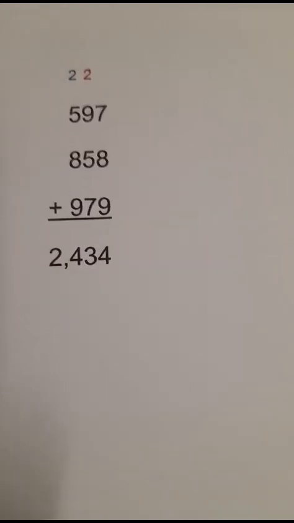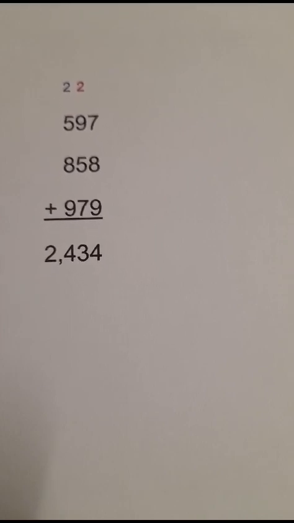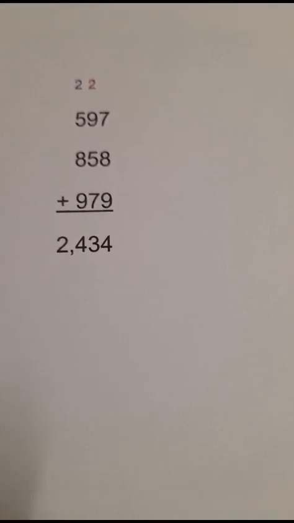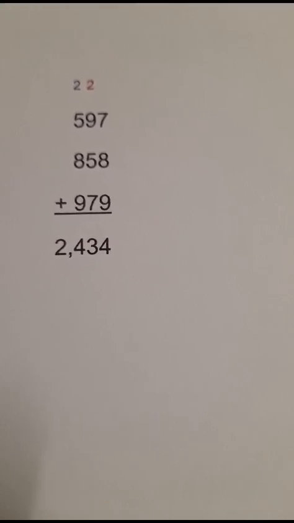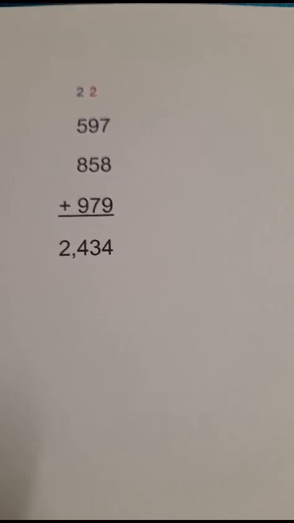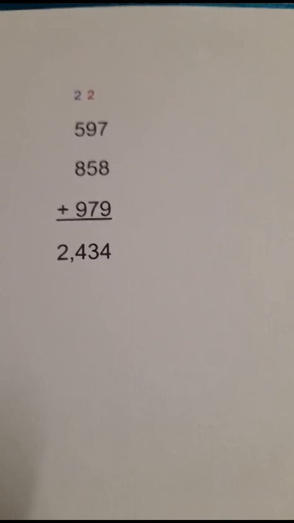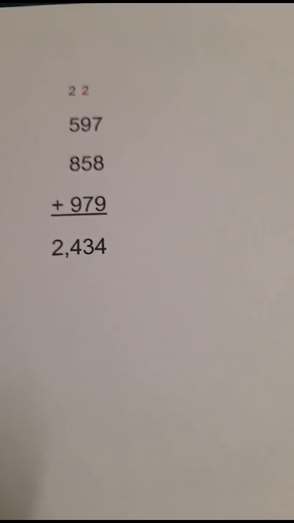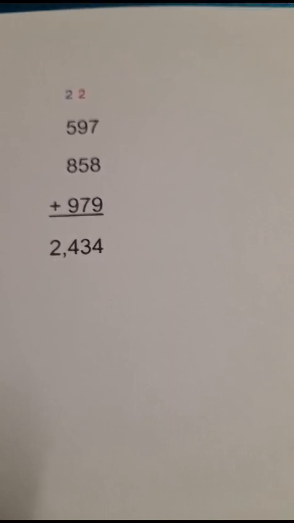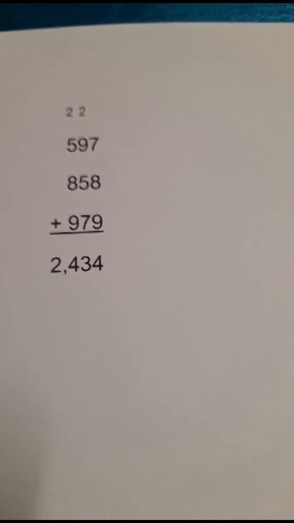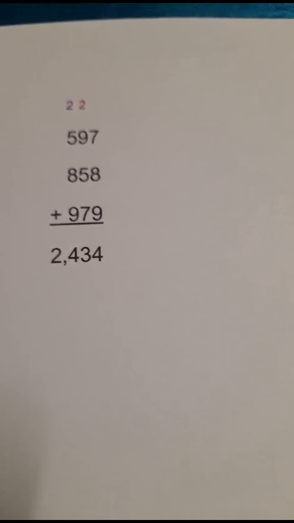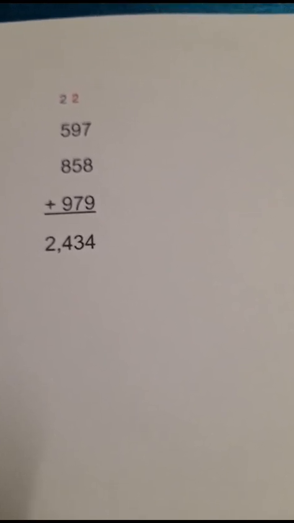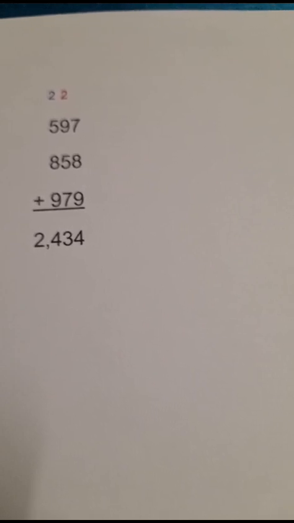Now we add the hundreds column. We say 9 plus 8, that's 17, plus 5, that's 22, plus 2, that's 24. We put the 4 at the bottom in the hundreds column, then we put a comma in front of the 4, then we put the 2 in front of the comma. Therefore, 597 plus 858 plus 979 equals 2434.